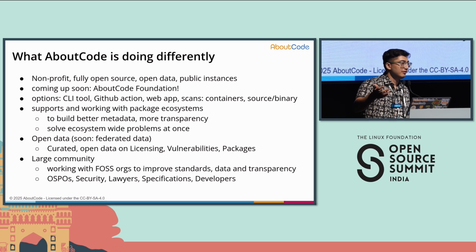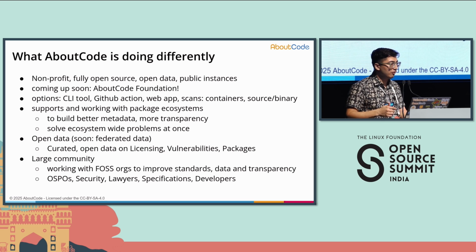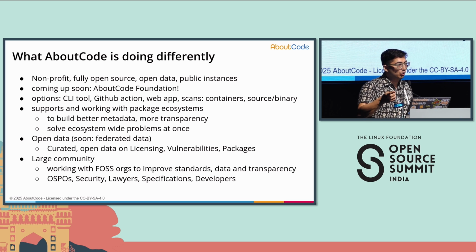For example, Linux has a foundation, the Python Software Foundation exists, and that's a great model to help open source projects. We have CLI tools, GitHub Actions, web apps, containers, and source or binary scanning. We do all of those. We have CLI tools if you prefer that. We have APIs if you're integrating with other tools. We have web apps that you can deploy on your own or use our public instances. So there are a lot of options.